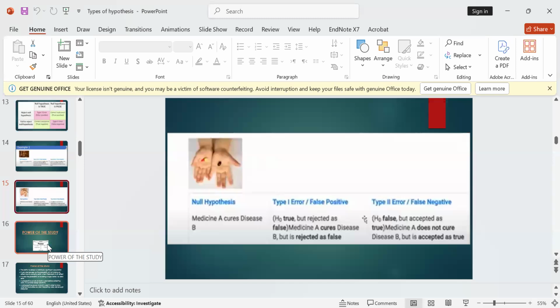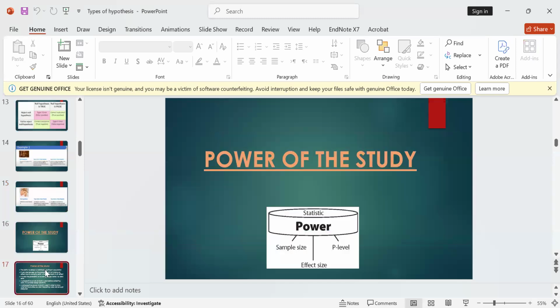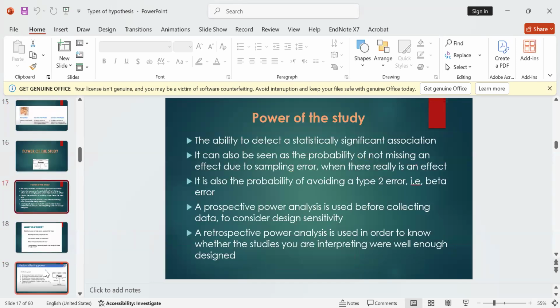Power of the study. Power of the study is the ability to detect a statistically significant association. It can also be seen as the probability of not missing an effect due to sampling error when there really is an effect. It is also the probability of avoiding a type 2 error, that is beta error.